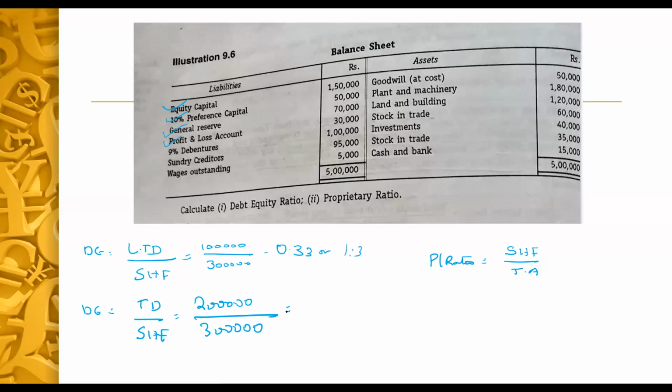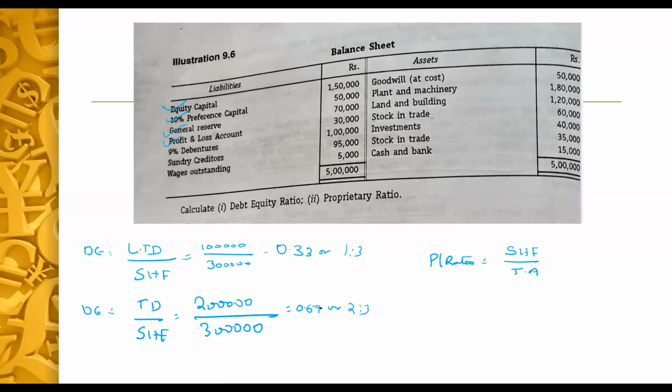2/3, which is 0.67. We use these two methods because sometimes in the question they may not give debentures.